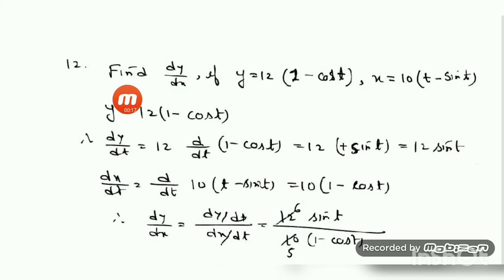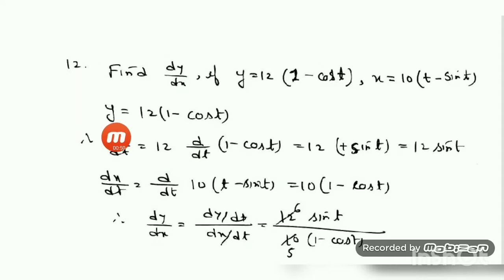Your question number 12 is: find dy/dx if y = 12(1 − cos t), x = 10(t − sin t). You have to find dy/dx, where x and y are given. From the question we understand that x and y are parametric functions, because x is a function of t and y is a function of t. They are not directly related. So we have to use parametric differentiation.